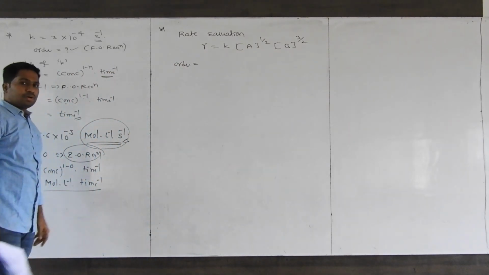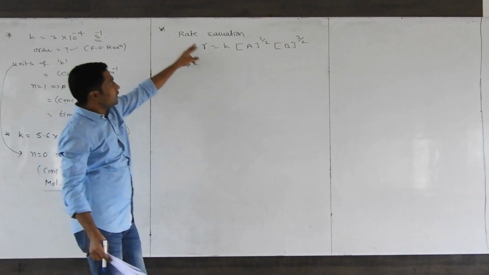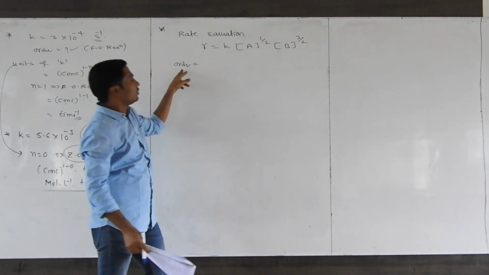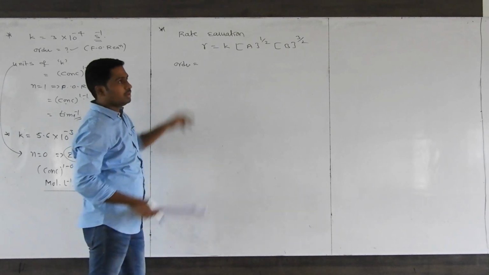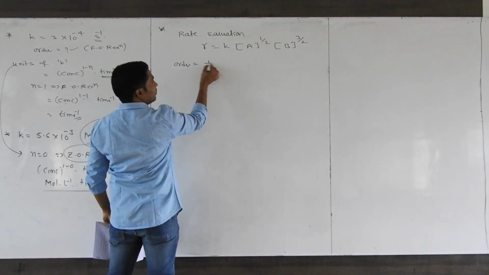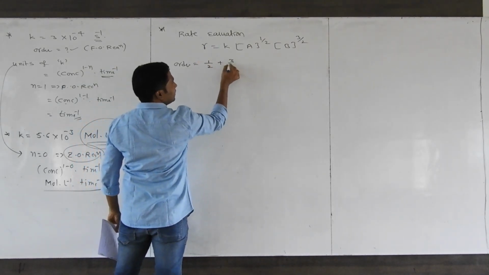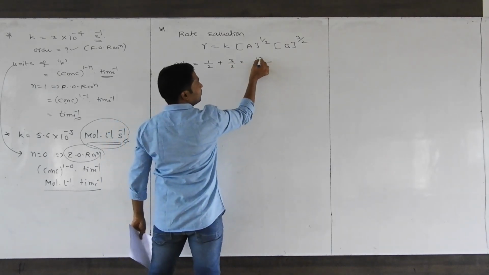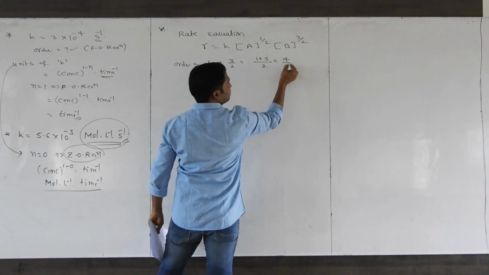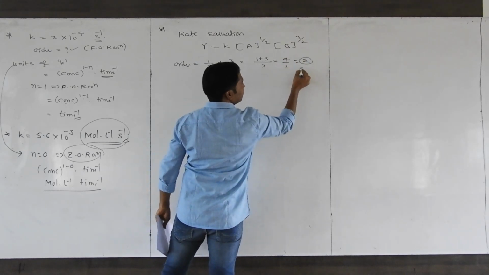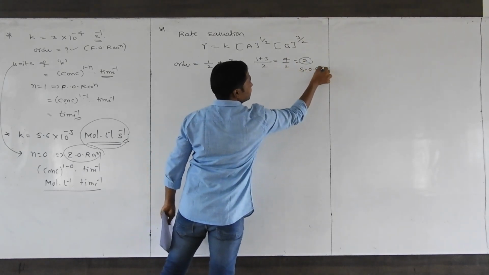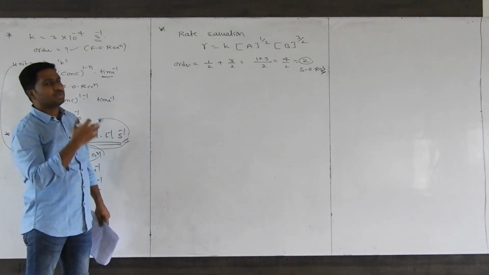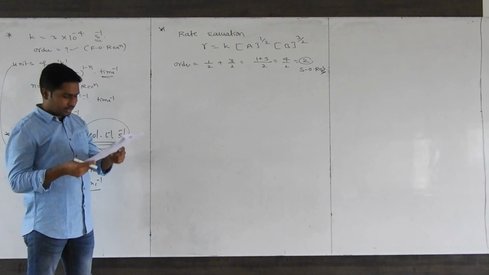What is the definition of the order? In the experimental rate equation, the sum of the powers of the reactants is called the order of the reaction. What is the sum of the powers? 1 by 2 plus 3 by 2. Take LCM as 2, then we get 1 plus 3, which is 4 by 2, which is 2. It is the second order reaction.